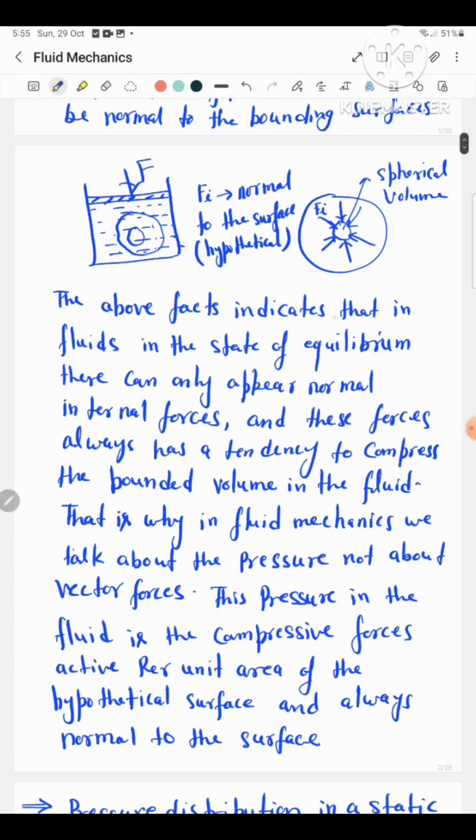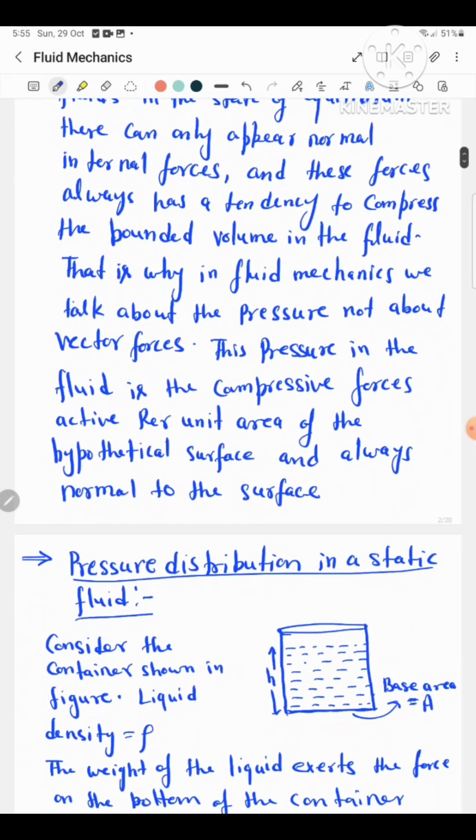The above fact indicates that in fluids, in the state of equilibrium, there can only appear normal internal forces. And these forces always have a tendency to compress the bounded volume in the fluid. That is why in fluid mechanics we talk about the pressure and not about the vector forces. This pressure in the fluid is the compressive force acting per unit area of the hypothetical surface and always normal to the surfaces.